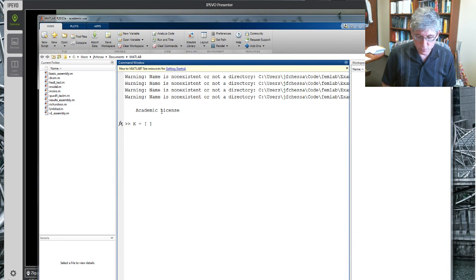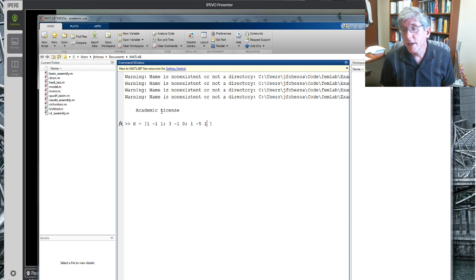So the first row was 1, -1, and then 1. A space is fine to break up elements of a row. You can also use a comma if you want, that's fine, okay? Now that's the end of the first row, so we use a semicolon. That means now we're going to enter the entries for the second row. So that'll be 3, -1, and 0. And then likewise for the last one, 1, -5, and 1, all right? And then we hit enter. You can see when I move the cursor over the close bracket, it gives me a little syntactical check that defines the matrix.